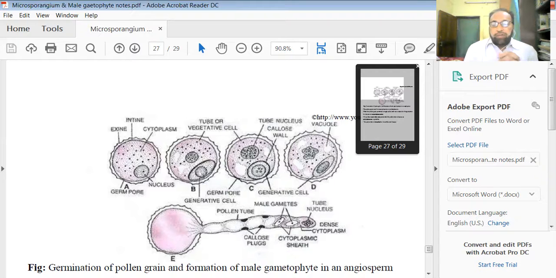Now today what we studied was the structure of the stamen, then the structure of the pollen grain, and before that we went through the structure of the anther. Then we discussed microsporogenesis, how the pollen grain divides and redivides and forms four cells, and after that we discussed the development of the male gamete or male gametophyte. So this is about microsporogenesis.